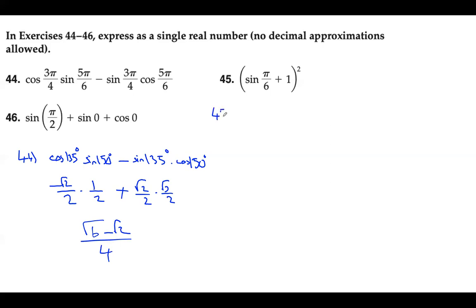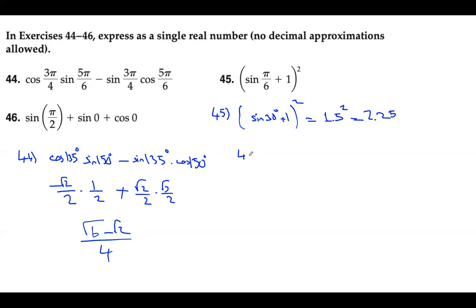Now question 45. We said that pi over 6 is 30. So sine 30 plus 1. Sine 30 is 1 over 2. So 1 over 2 plus 1 is 1.5. And if you square 1.5, you will get 2.25.